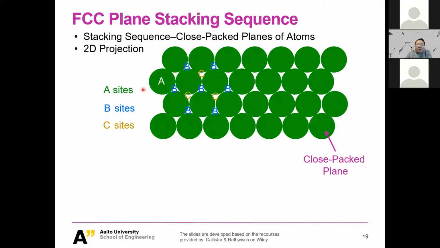Now if we go with the second layer, as you can see, this is the A site. And we're going to go with the second layer as blue. So you don't have any choices. You go with B here, and so on. And the interesting part comes at the C sites. As you can see, I can put my C here, and I could also put my C here, right? It's just a choice.